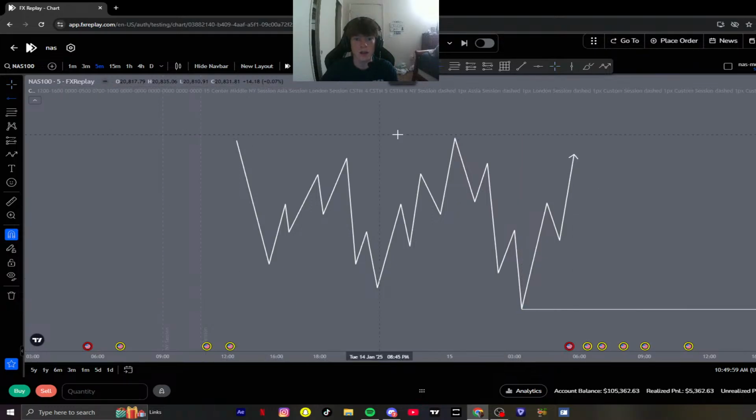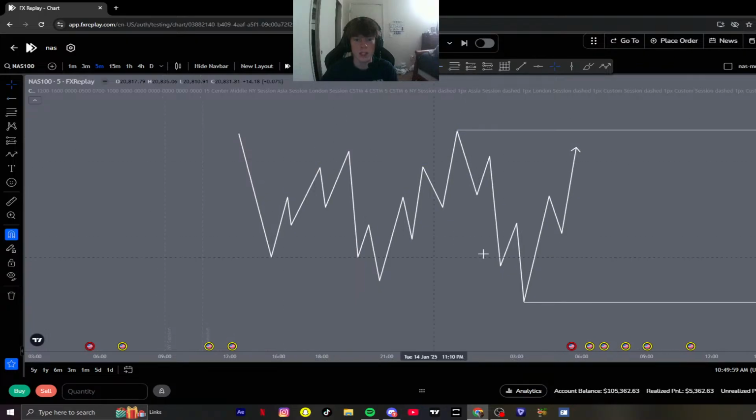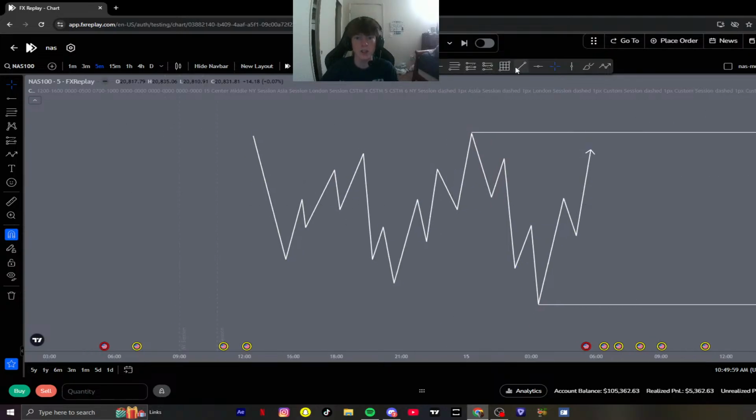Okay, so notice how there's a low right here, and there's a high right here, right? And then there's all this internal liquidity. All the liquidity inside of here is internal liquidity. All the liquidity outside of that is external liquidity, right? So right at first, this is external liquidity, right? What does it do? It gets swept. Price keeps going in the opposite direction.